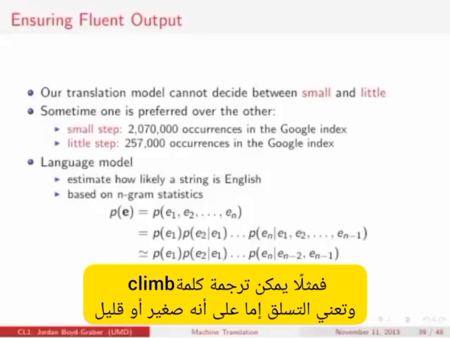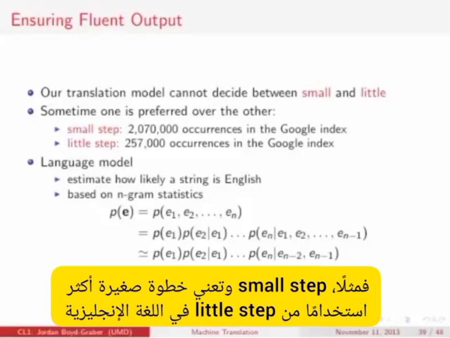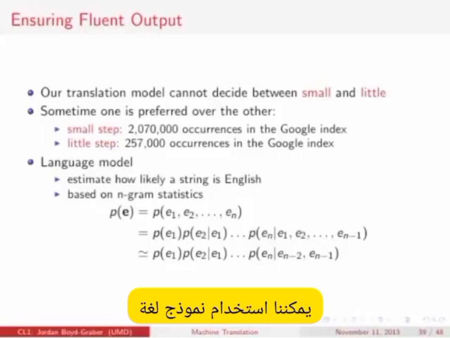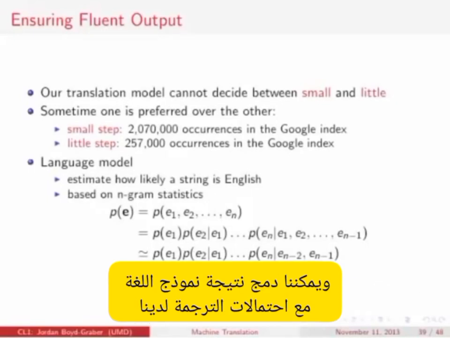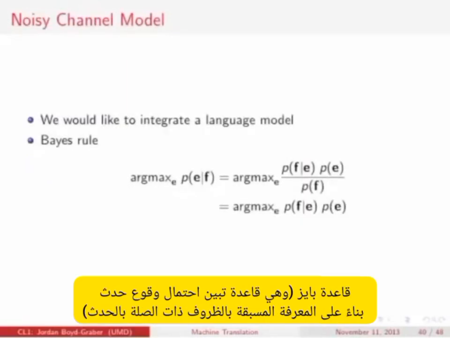And so, for example, klein can be translated as either small or little. But in some phrases, you prefer one over the other. So, for example, small step is far more popular than little step in English. And so how do we know which to prefer? We can use a language model, and we can combine the language model score with our translation probabilities. And this is just an application of Bayes' rule.